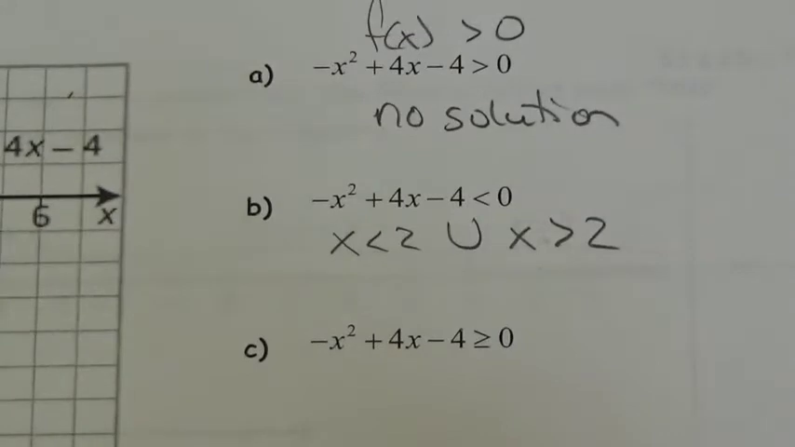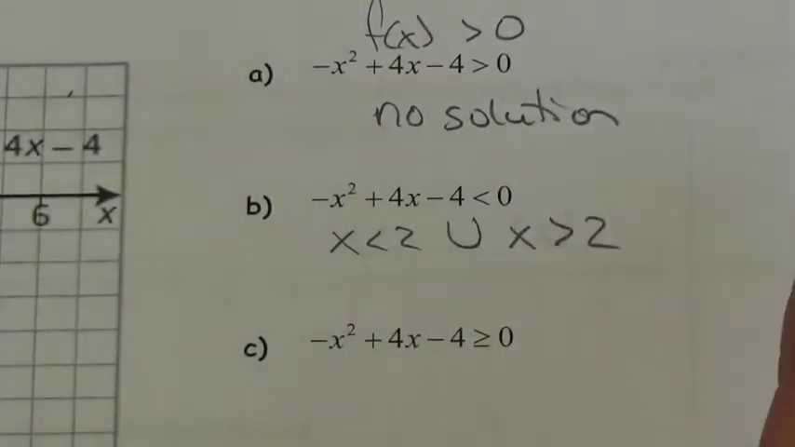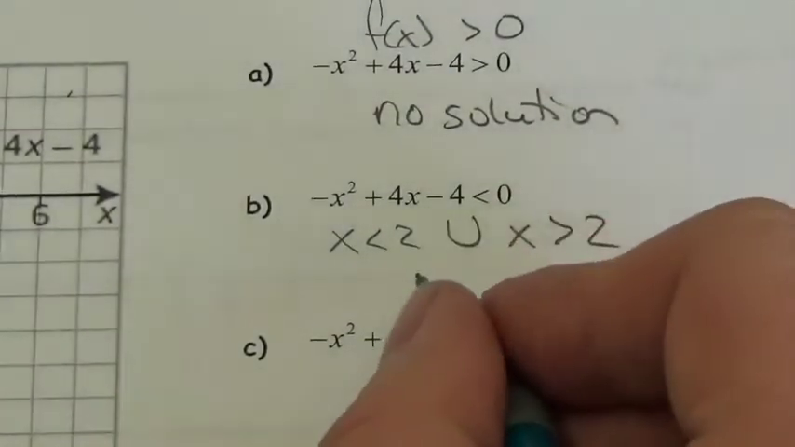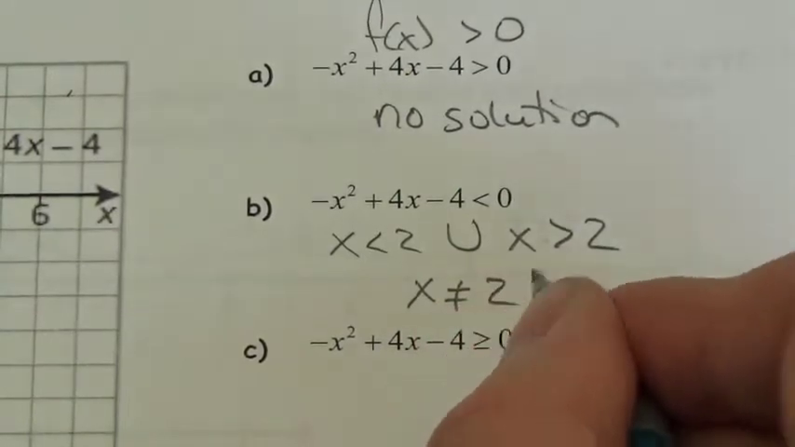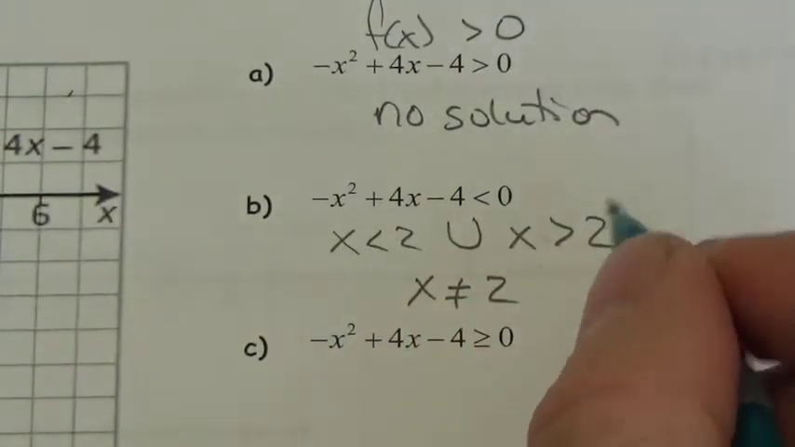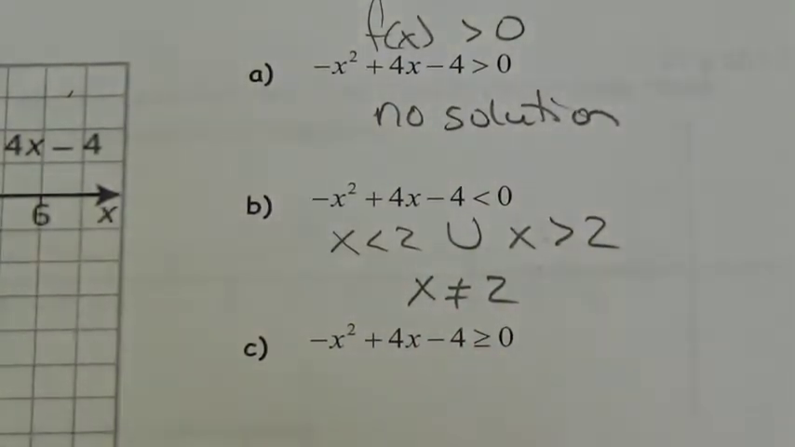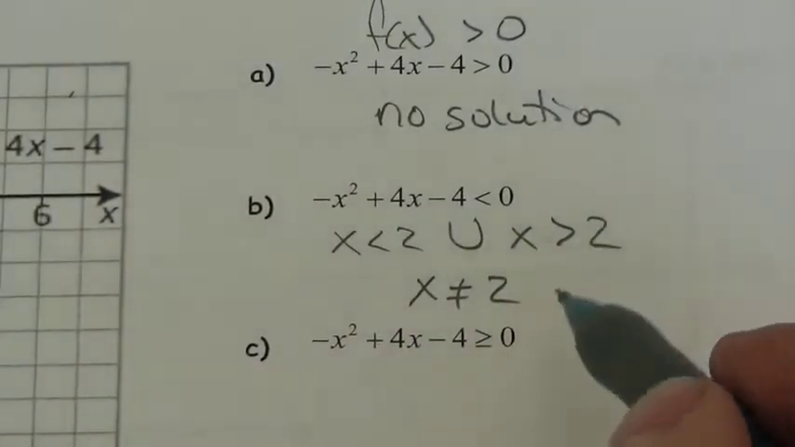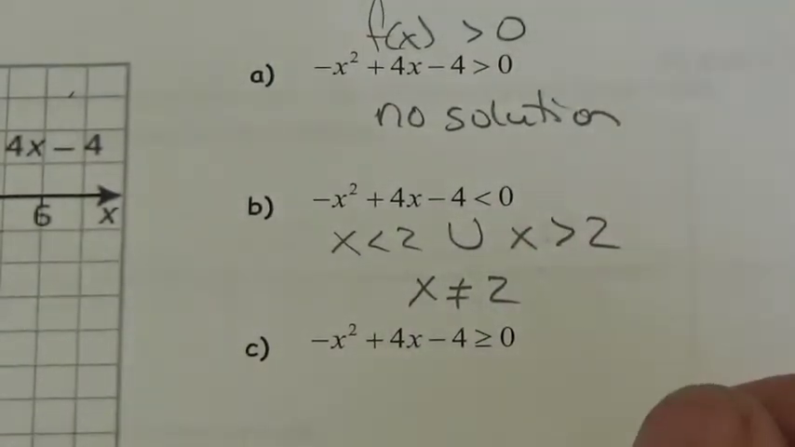Now somebody out there is going to ask, well, wait a minute. Couldn't I have written that and just said x can't equal 2? And yeah, you could do that. That's totally fine. It means exactly the same thing. It's just 2 different ways of representing the same thing.